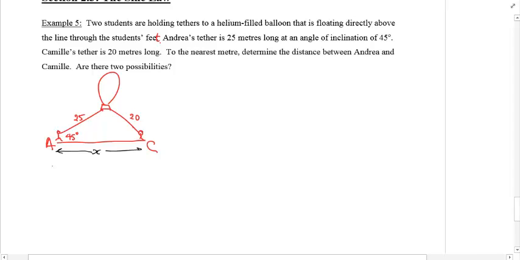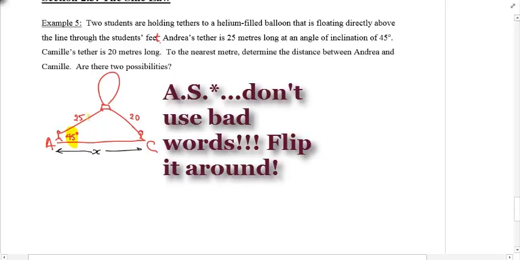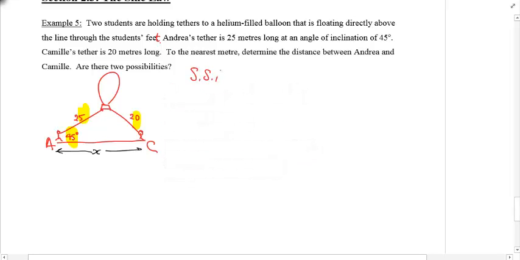Well, once again, you just have to go ahead and use sine law. But wait, what type of triangle do we have here? Notice we have an angle, a side, and a side. SSA, so flip it around. So notice this is an SSA triangle, so you should really check for the ambiguous case first, okay?